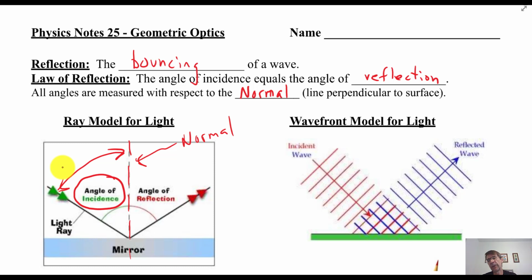I'm going to call it theta sub 1, or sometimes they call it theta sub I. And then the angle of reflection. That's after it bounces, and if you took that same angle and measured that opening, it'd be the same angle.